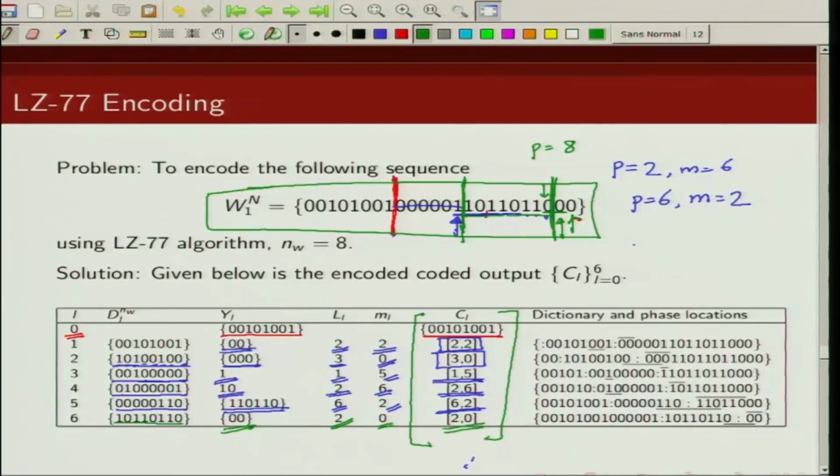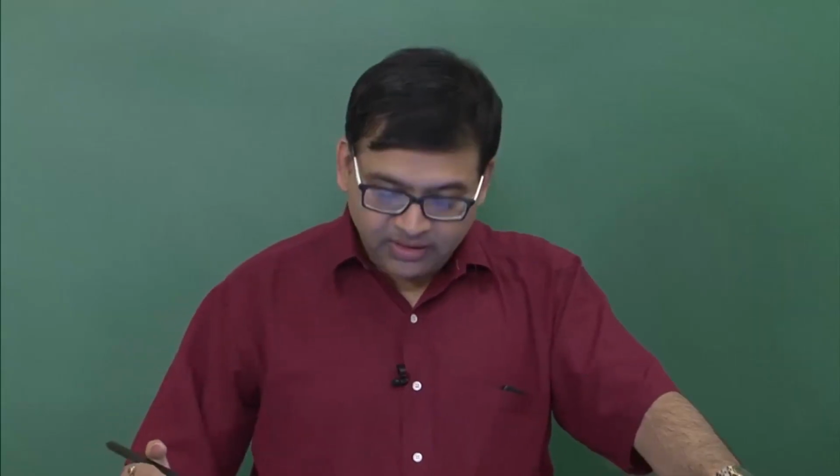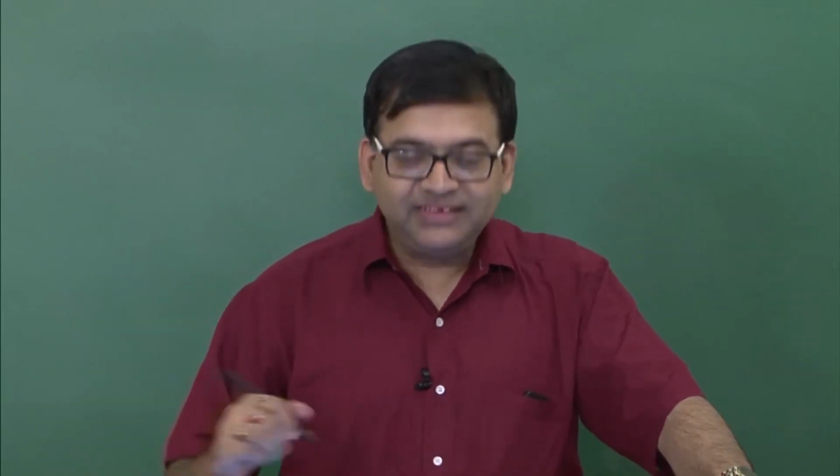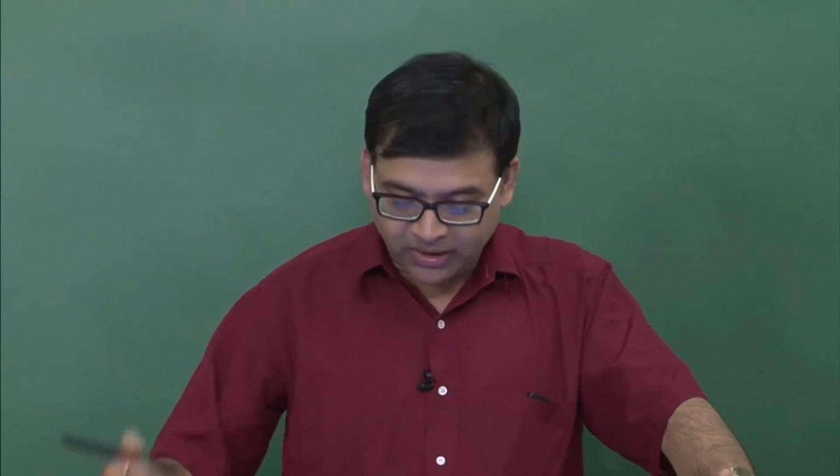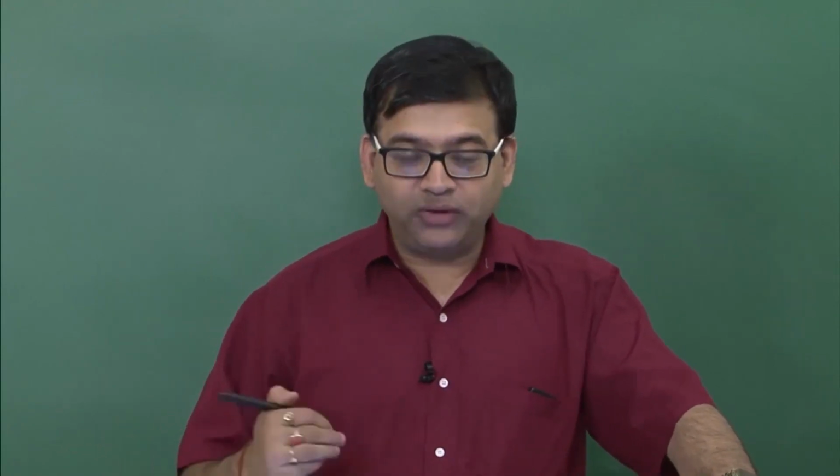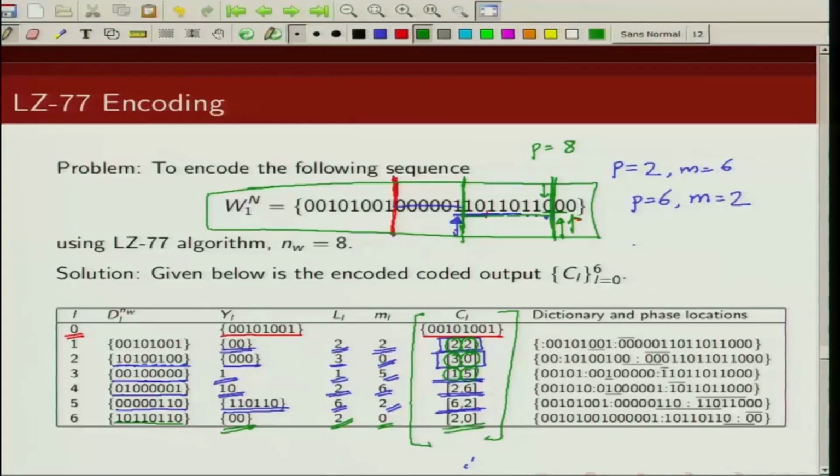So what we need to send to the receiver is some representation of these numbers, because the decoder has to understand that length is 2 and m is 2, length is 3 and m is 0. So we need to communicate to a receiver these Li and Mi's, this length and the location where the match is happening. So how do we do that? We will show that in the next slide.